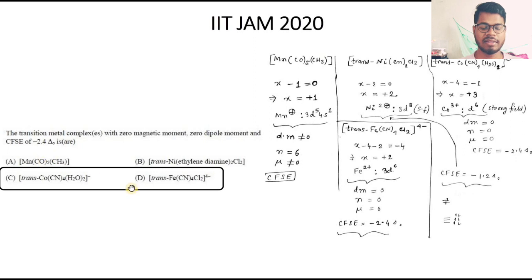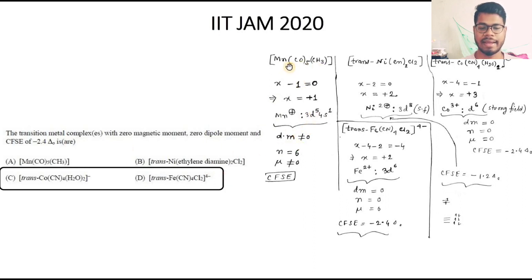You have to find the system which will show 0 dipole moment, 0 magnetic moment, and the CFSE value given. If any of the systems doesn't follow any of these options, that is 0 magnetic moment, 0 dipole moment, or the CFSE value, then the answer will not be correct. So let's take the first one. You just have to find at least one condition that it doesn't follow, then it will not be the correct option, right?